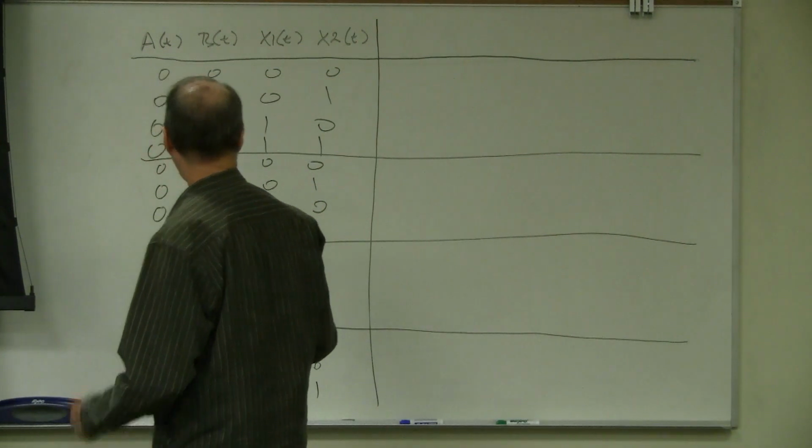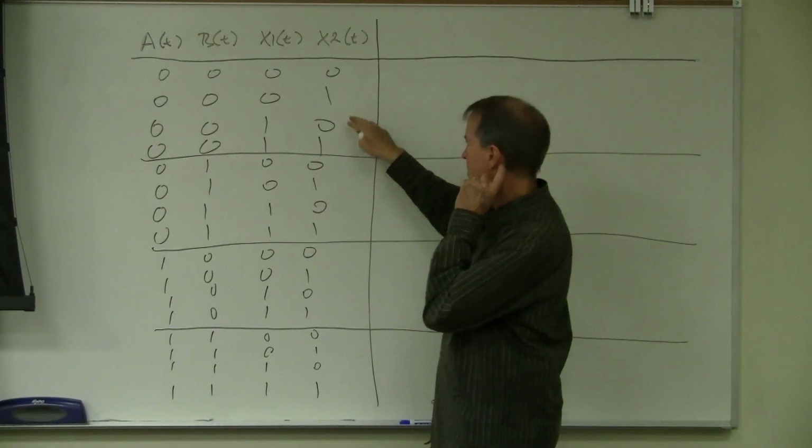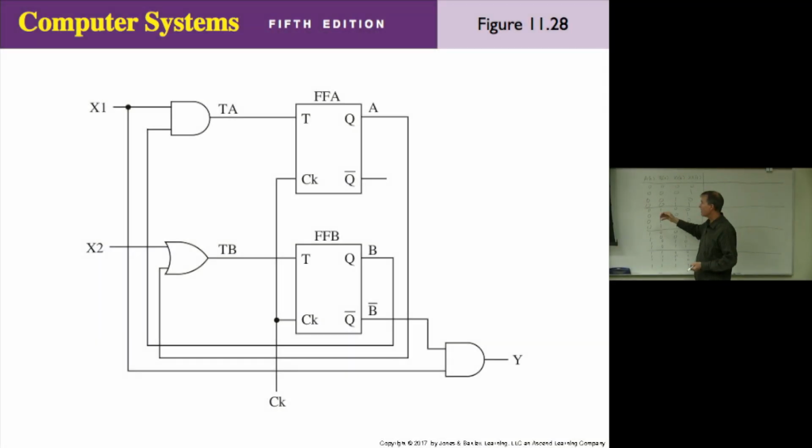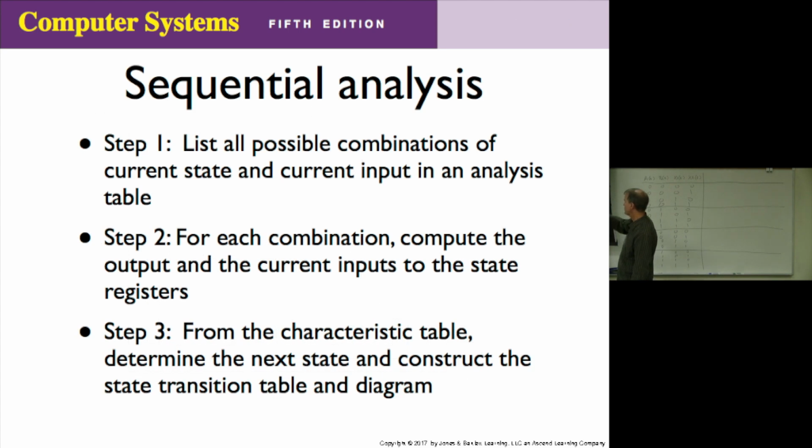Now, does everybody see that, if we look at figure 11.27, this is all possible combinations of inputs and states? So here's our first task. Let's go back to our checklist. Our first task is to list all possible combinations of current state and current input in an analysis table. We did that. Step 2, for each combination, compute the output and the current inputs to the state registers.